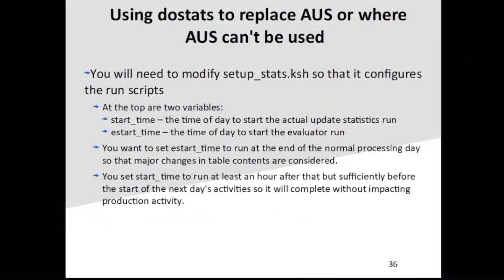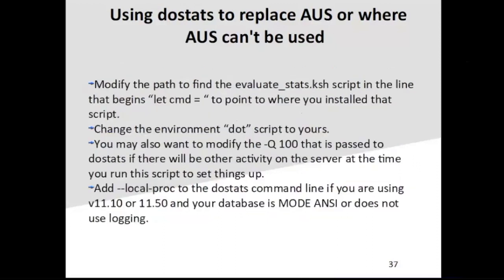Okay, and you can tell that by just doing a dostats run and having it write to a file. However long that takes, that's a good ballpark number to use for the gap between those two start times. Also, in evaluatestats, you need to modify the path to find the file in the line that starts with let cmd equals. There's a dot, space, environment script execution in there that sets up the environment for the script, so it can run in cron if it has to. You need to change it to whatever environment script you use.